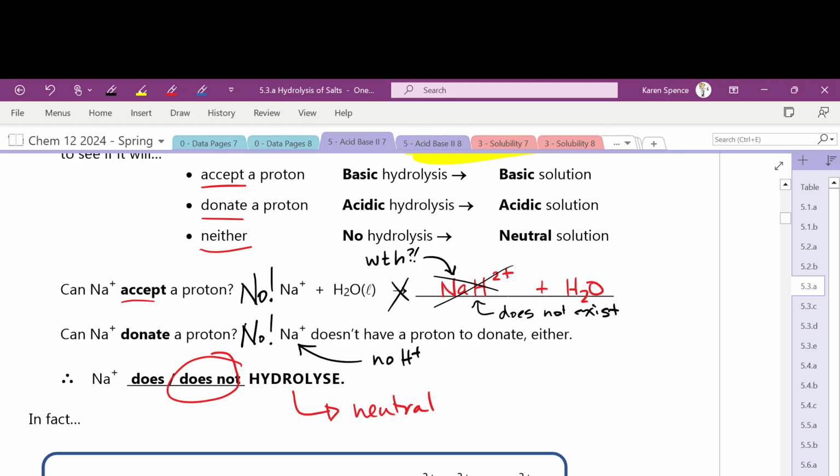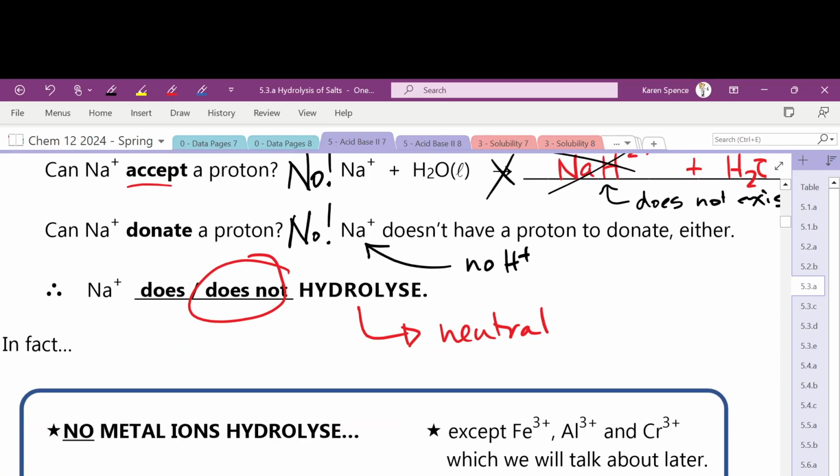Now, to be fair, no metal ions hydrolyze. None of them, except there are 3, which we will learn more about later. There's iron, aluminum, and chromium, all 3+.